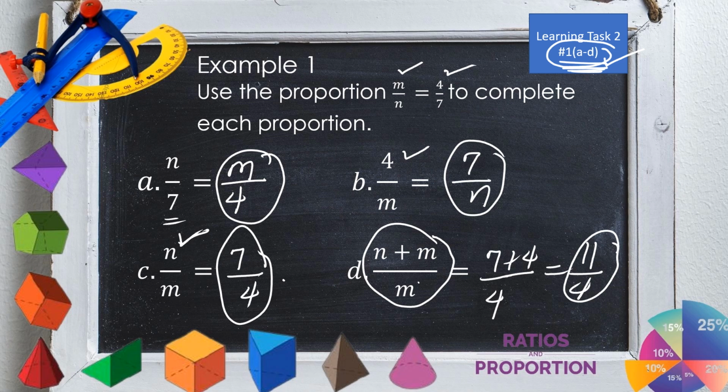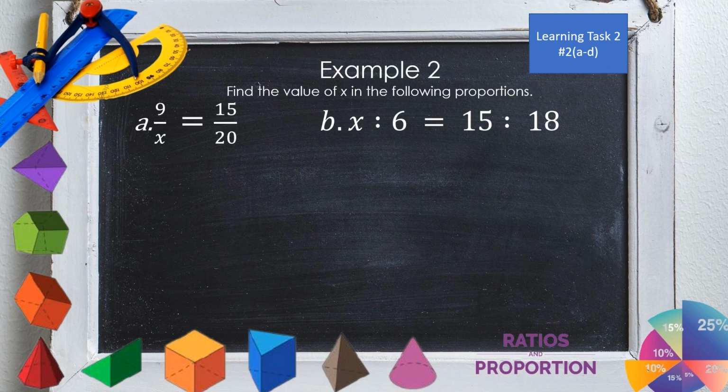We proceed to our example number 2. Here we're going to solve for the value of x using our cross multiplication property. So how are we going to answer letter A? You can use this to answer learning task 2, number 2, letters A to D.